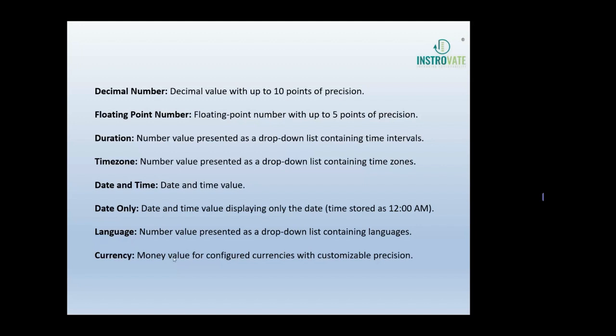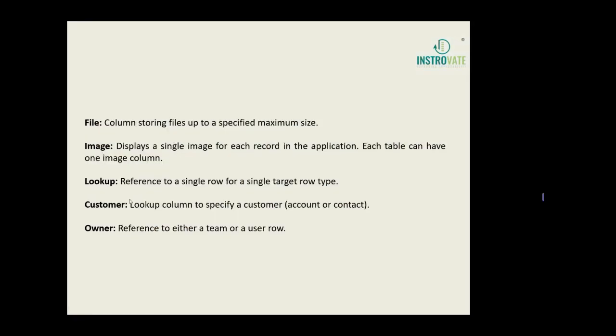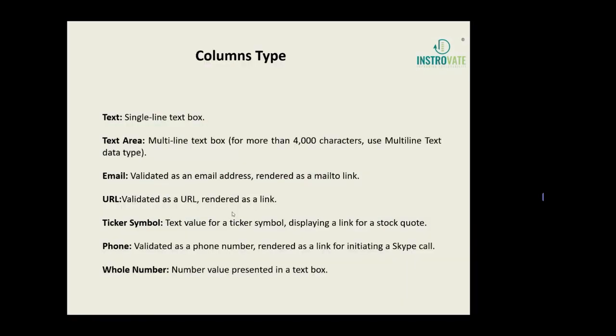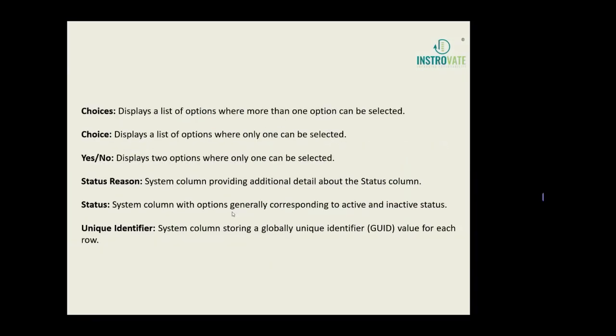Similarly, there are currency, language, date and time, everything will be there. And here also file, image, lookup, customer, owner. So these are all the column types basically. Choice, like I have already explained, choice, yes/no, status, status reason, unique identifier. So these are all the column types.